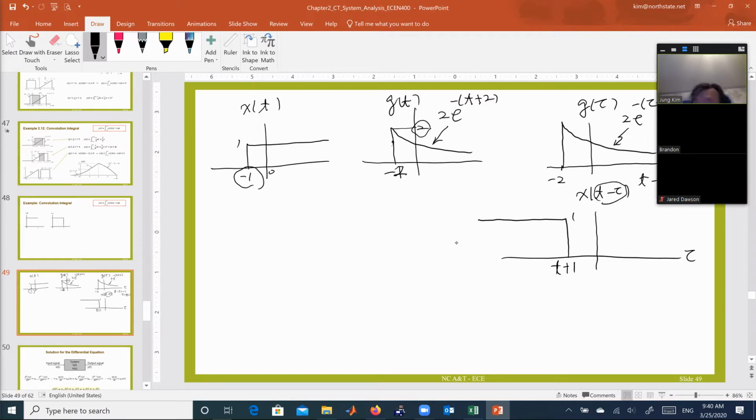Okay, so now it's very easy. This position is less than this position. So the first condition is t plus 1 is less than minus 2.